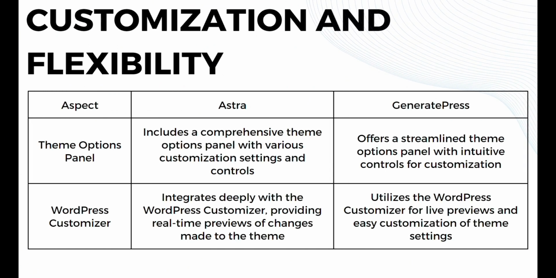As you can see on this table, in terms of theme options panel, Astra includes a comprehensive theme options panel with various customization settings and controls, while GeneratePress offers a streamlined theme options panel with intuitive controls for customization.